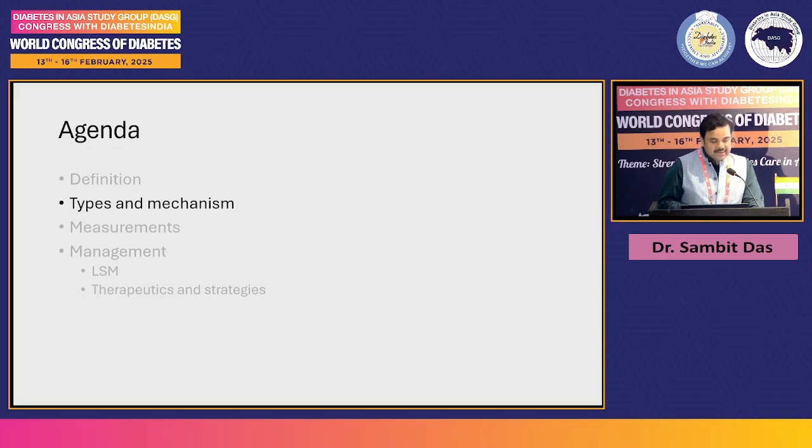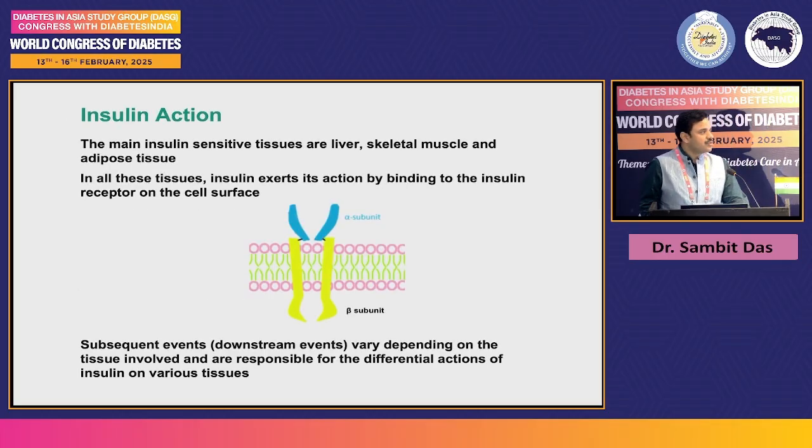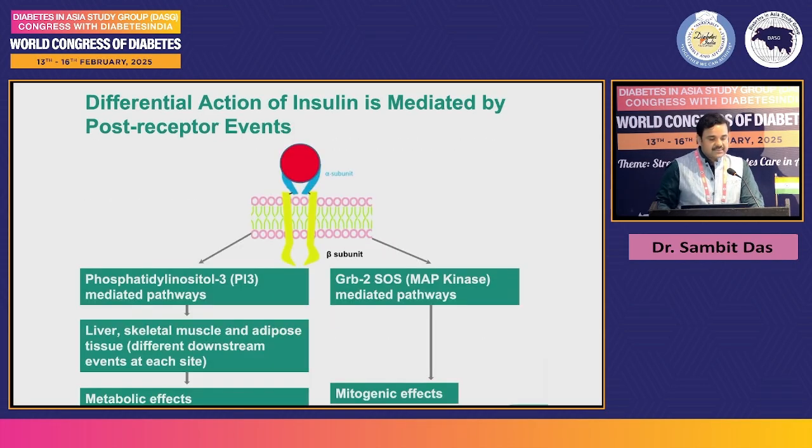So, types and mechanism. The main insulin sensitive tissues are liver, skeletal muscle and adipose tissue, and in all these tissues insulin exerts its action by binding to the insulin receptor. You can see the insulin receptor here. One is the alpha subunit, which is extracellular, and the transmembrane part is the two beta subunits of the insulin receptor. And there is differential action, or pathway specific insulin action.